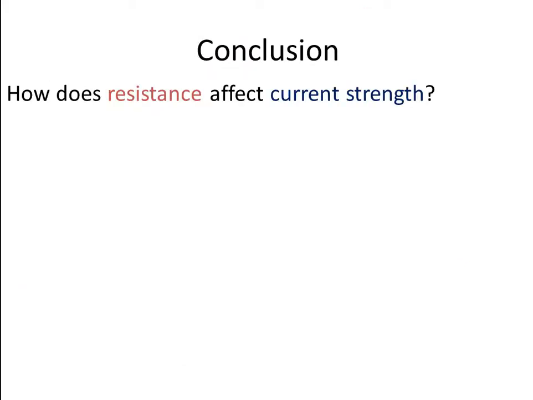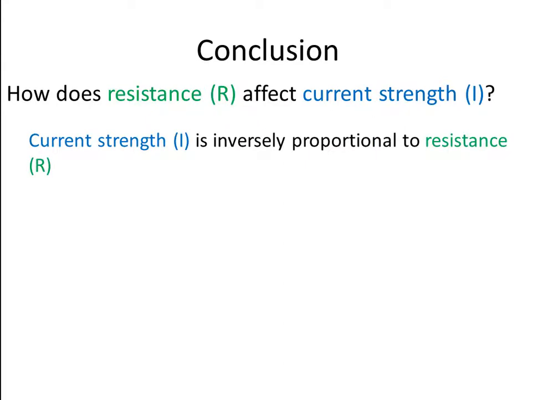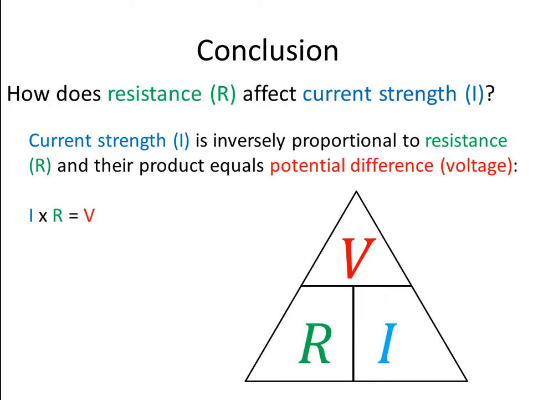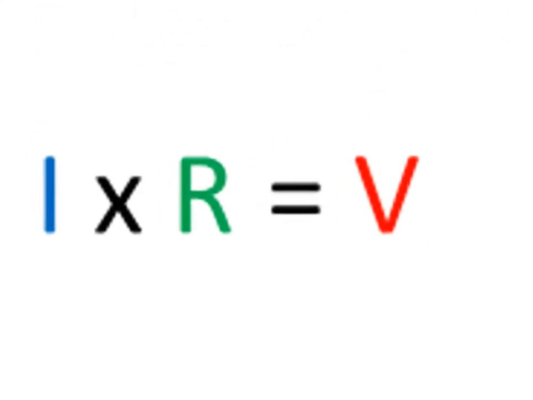So what's our conclusion? How does resistance affect current strength? Resistance's symbol is R and current strength symbol is I. Current strength is inversely proportional to resistance, or we can say I is inversely proportional to R. And we can say more than that. Their product equals potential difference. I times R equals V.